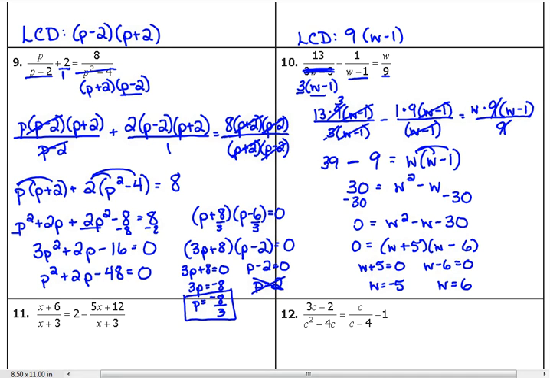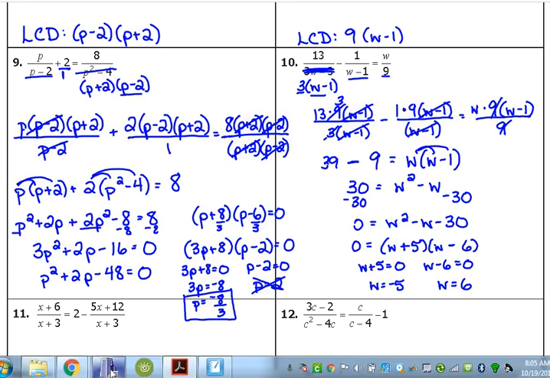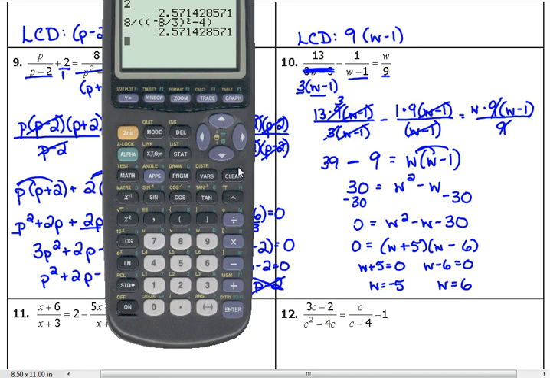Are either of those going to cause the denominator to equal 0? What would cause the denominator to equal 0? 1, right? 1 minus 1 is 0. So we don't have that issue to worry about. So probably both -5 and 6 are answers, but it can't hurt to check, right?